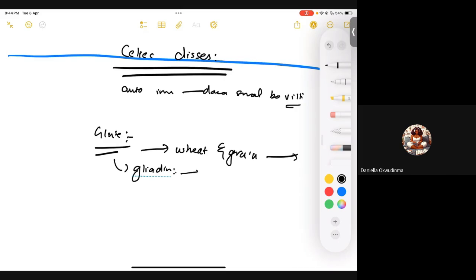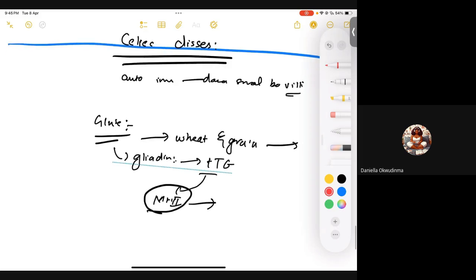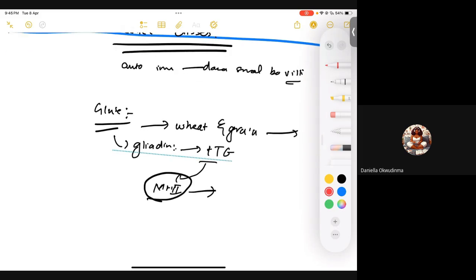Normally, the gliadin is going to be deaminated by an enzyme which is known as TTG, that is tissue transglutaminase, right? In an individual having celiac disease, this deaminated gliadin is going to be presented to your MHC class 2, right? And once it is presented to MHC class 2, it's going to generate a T cell response in these individuals, and this T cell response in turn can cause damage of your small bowel villi.